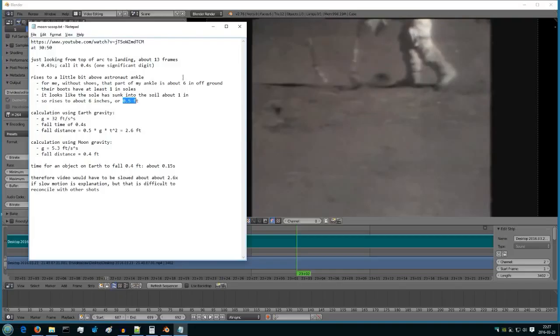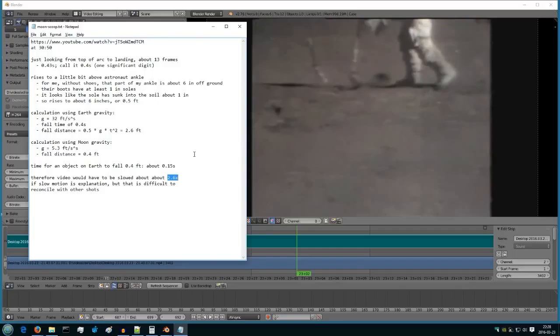So I think that gets rid of the idea that it's just normal speed and the guys are wearing cables. Now, another possible hypothesis is that everything you're seeing is slowed down. So on Earth, the amount of time it would take for an object to fall about 0.4 feet is about 0.15 seconds, which means that the video that we're watching would have to have been slowed down by around 2.6x in order to recreate this effect.